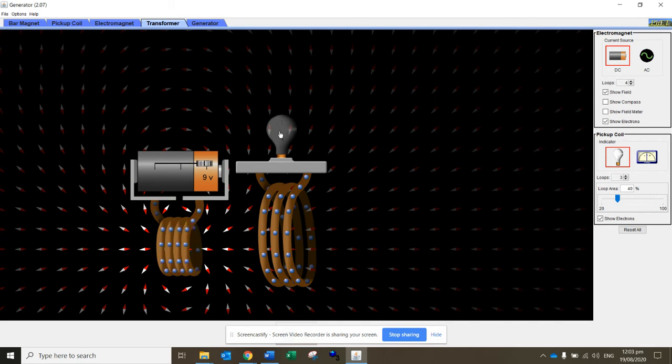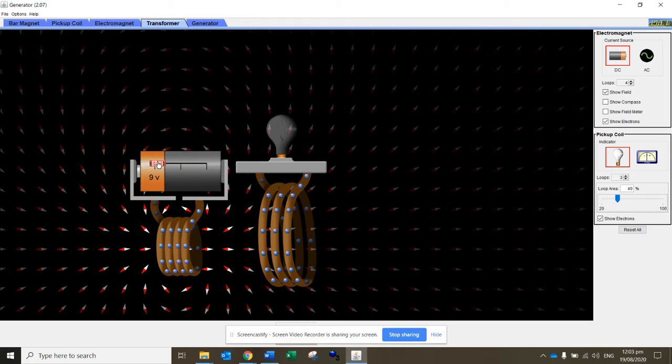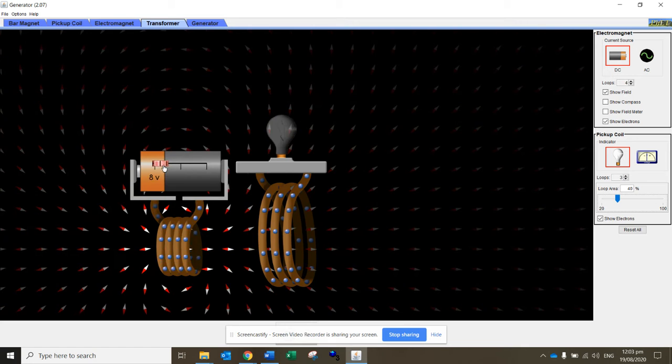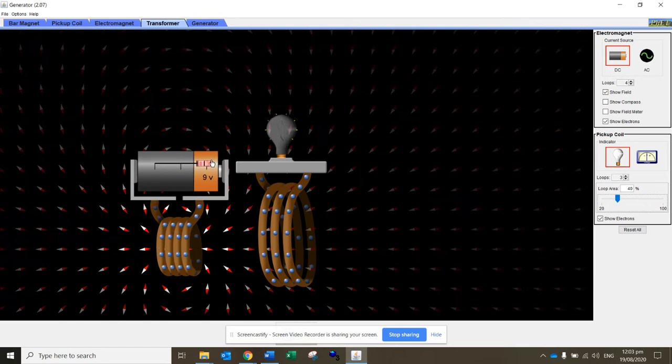But you see this lamp is not glowing. There's nothing happening because this is a steady current. Watch what happens if I keep changing the current by just clicking this knob back and forth. So can you see that? What's happening is when there's a change in current, there's a change in flux.